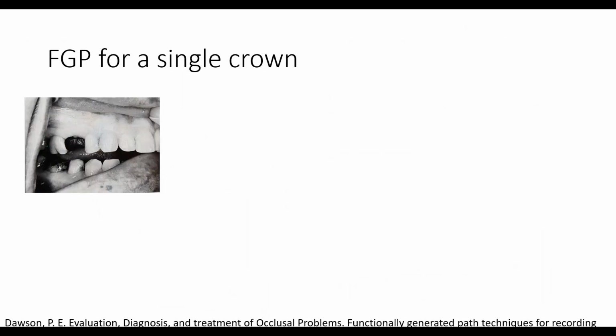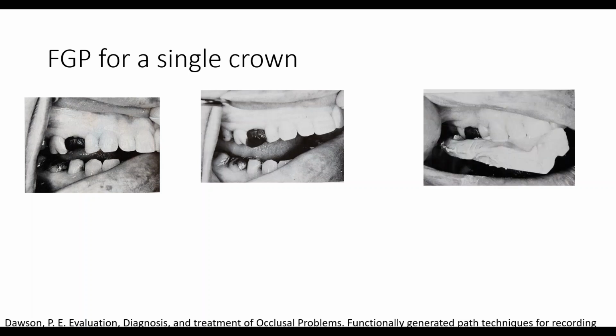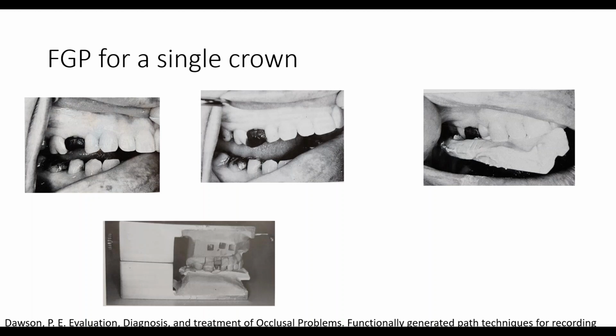Now, suppose you want to make a maxillary first molar. After the occlusal reduction, the tachyvax is attached. The patient is asked to do a functionally generated path in the working side, non-working side, and the protrusive. Once the bite registration is done, the functional core is obtained with the help of a functional core impression, and this is mounted on the verticulator.